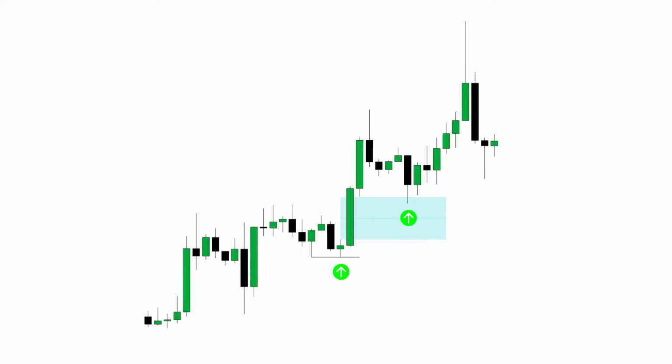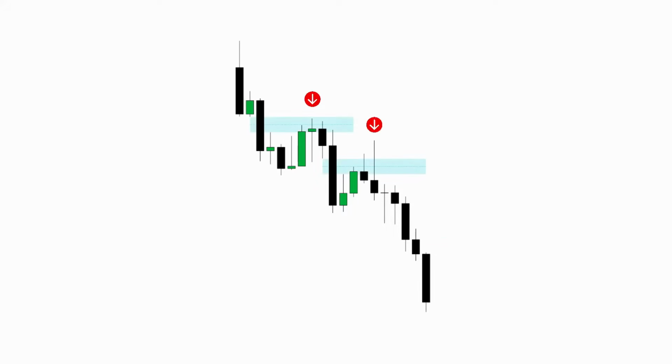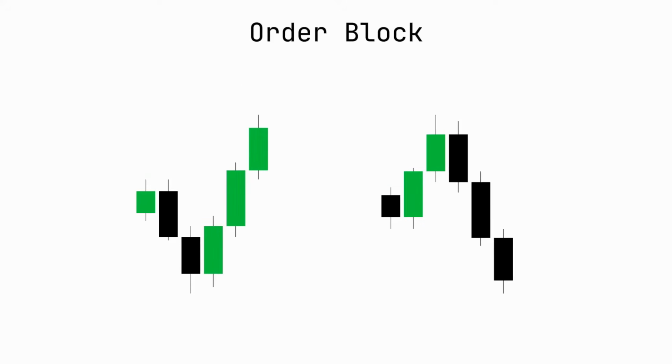On a daily time frame, each tested FVG creates a new one while price respects the boundaries, indicating strength in the reversal levels. Now we move on to the second tool, the order block. An order block is a price zone where significant volume was transacted, often involving institutional or large trader participation.